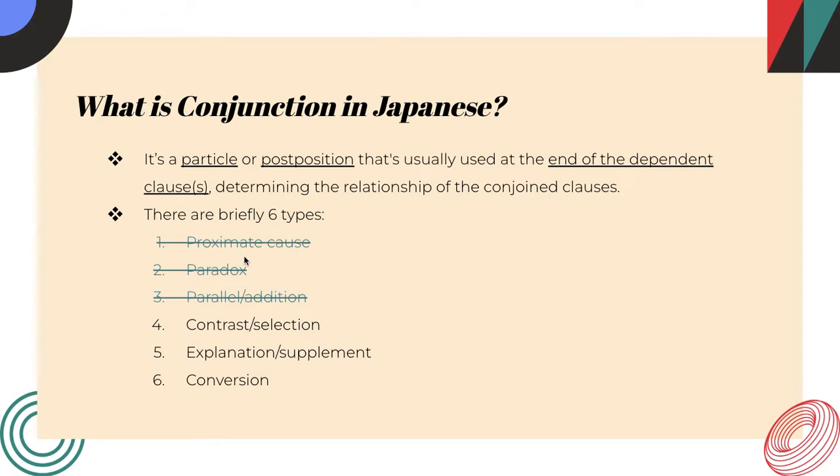So what was conjunction in Japanese? Conjunction is a particle or postposition that's usually used at the end of dependent clauses, determining the relationship of the conjoined clauses. There were 6 types of conjunctions. We learned about proximate cause, paradox, parallel/addition, and today we're going to learn contrast/selection, explanation/supplement, and conversions.